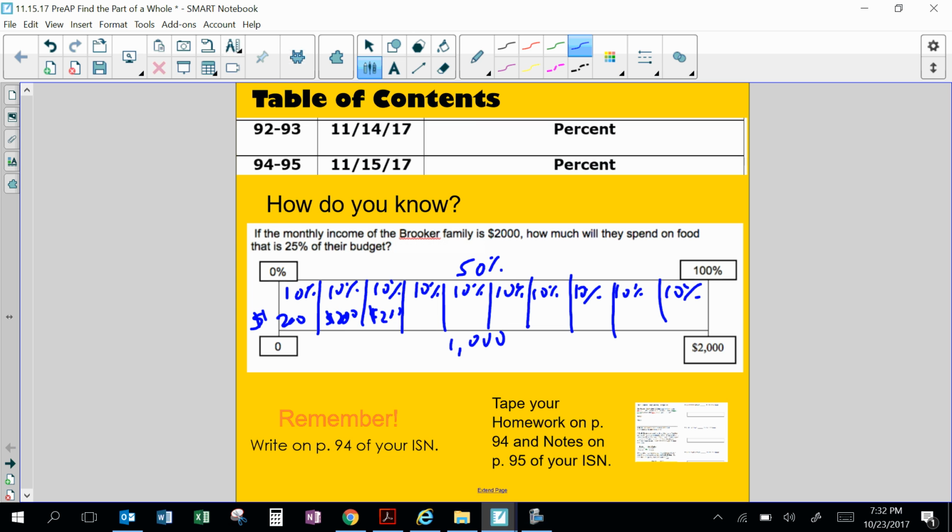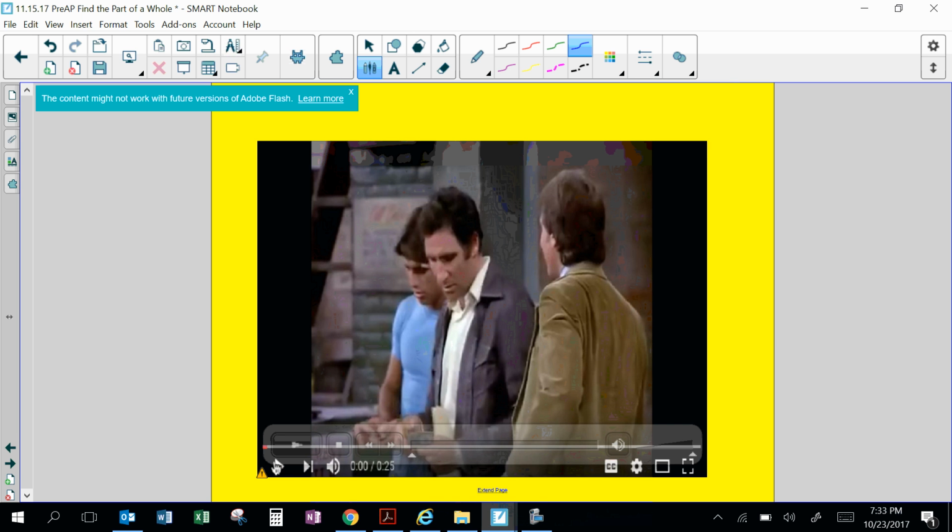We're going to stop right here. 10% is $200. Another 10% is $200. 5% would be $100. So 200 plus 200 plus 100 is $500, or 25%. Many ways to do it. Or you could break this into fourths like I just did. That's how I came up with 25% is $500. So here's a video.